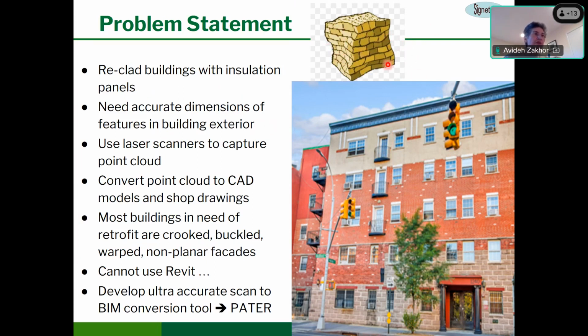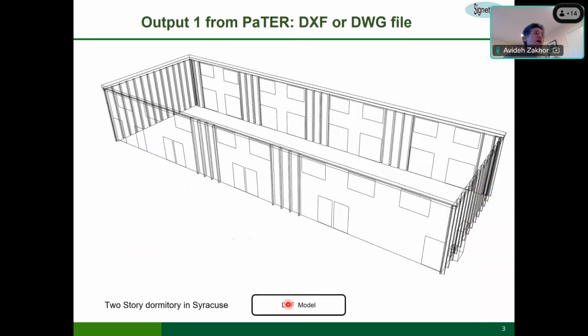So to deal with these non-idealities, if you apply regular software like Autodesk Revit or perhaps even AutoCAD, you will not be able to capture them. So over the last 3 or 4 years, under the sponsorship of the Department of Energy, Signetron has been developing a scan to BIM conversion tool that takes these non-idealities into account, and we call the tool PADER.